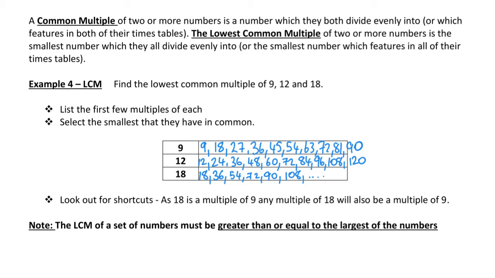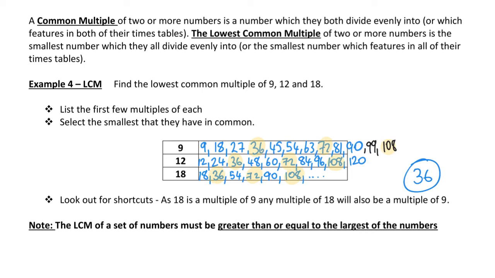Now what we can do is highlight all the common ones. So I can see there is a 36 in all three multiples. There's also 72. And there's 108, and there would be 108 in the 9 times tables. So it would go on to 99 and 108. So what we can see, there are a number of multiples. The common multiples would be 36, 72, 108. And the lowest common multiple then is 36.